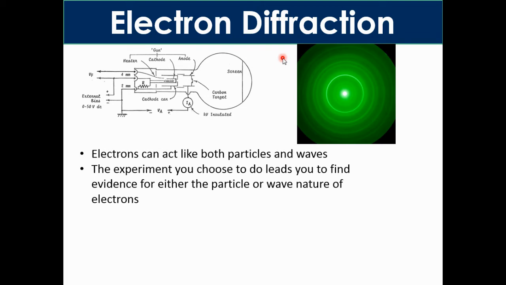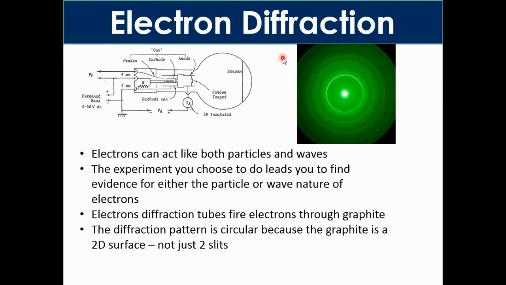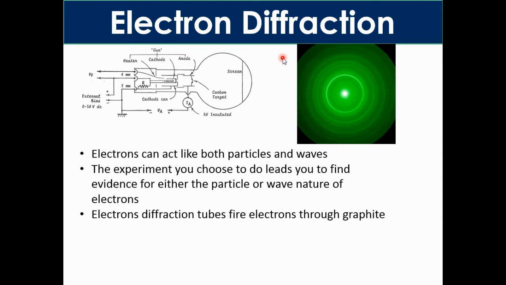Secondly, this is what I've just said. Thirdly, electron diffraction tubes fire electrons through graphite. That's the material. And the reason that graphite is chosen is because graphite has the same or very similar atomic spacing to the wavelength of the electrons, which means you get maximum diffraction or close to maximum diffraction.